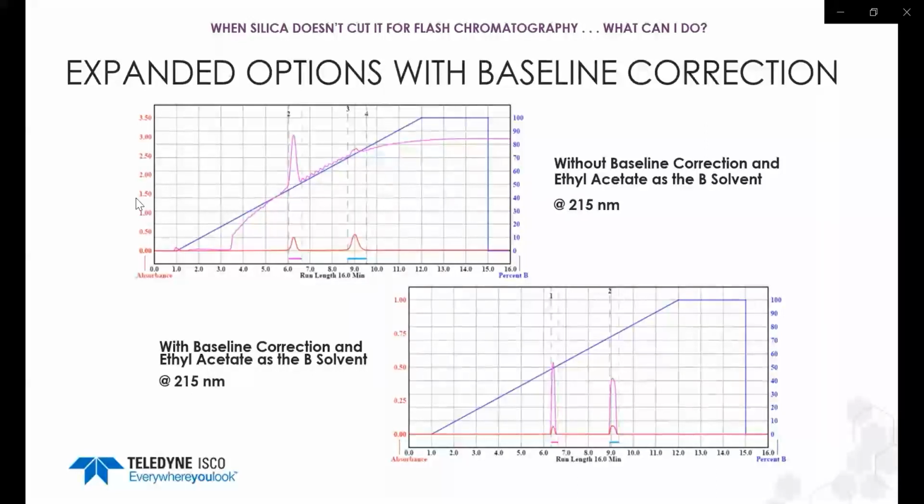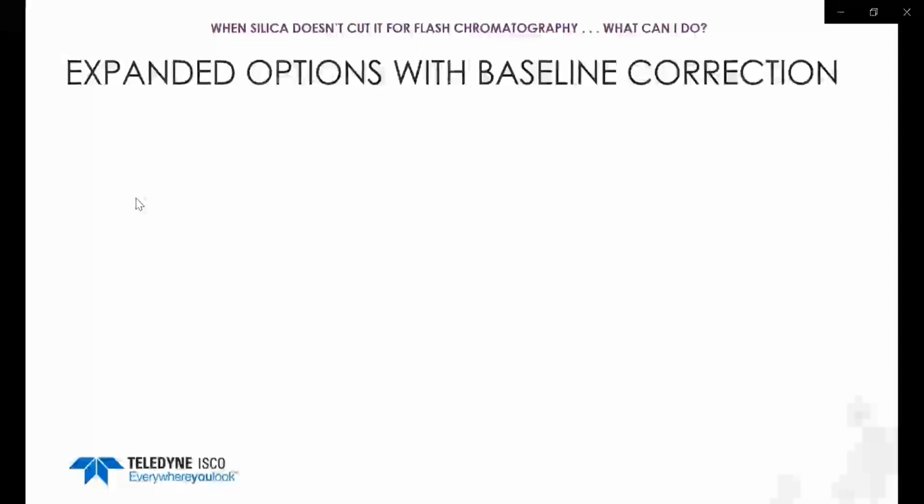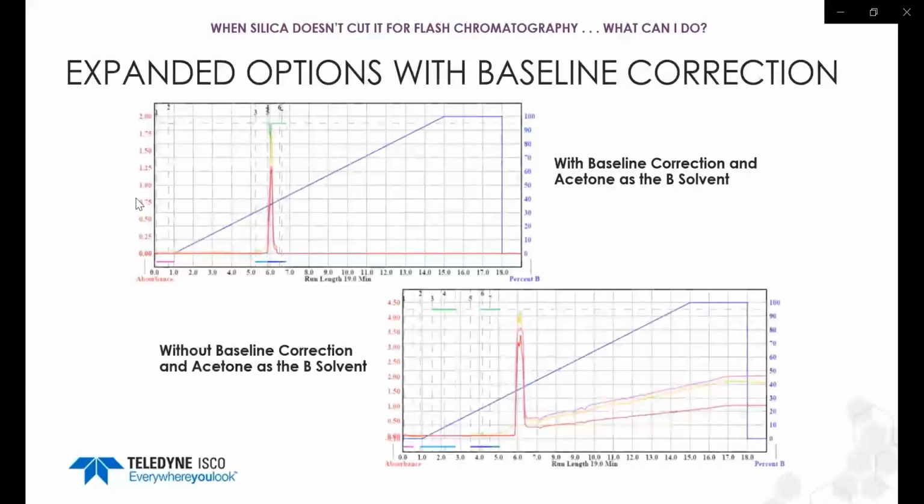Another way is with acetone as a solvent. We can look at acetone on the bottom here. You can see the drifting baseline, and at the end of the separation, you may not be able to see your compound eluting. But if we do this with baseline correction with this compound, you see it's well resolved, and then you don't get the baseline drift at the end as well.